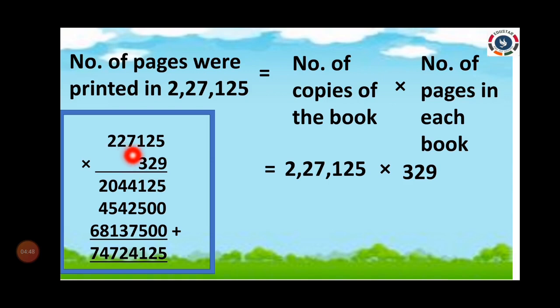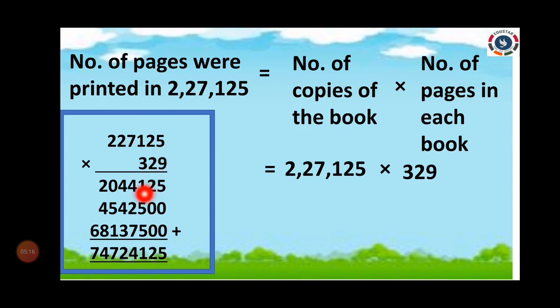In the second step, we are going to multiply by the tens place value in the second number. 2,27,125 into 2. Okay, 2 is in the tens place, so it has only one 0. So we write one 0 below the ones place. I mean, below the 5 we write 0. Only one 0. Then you multiply by 2.